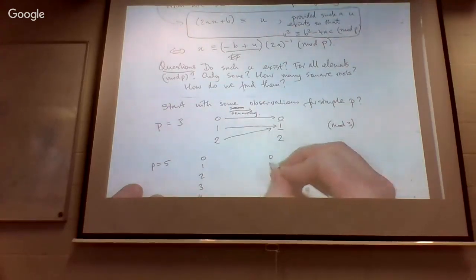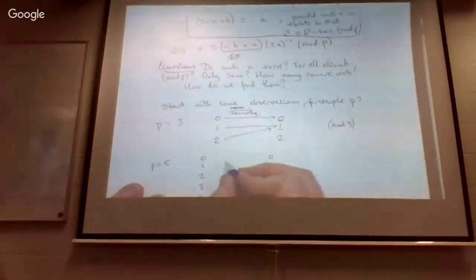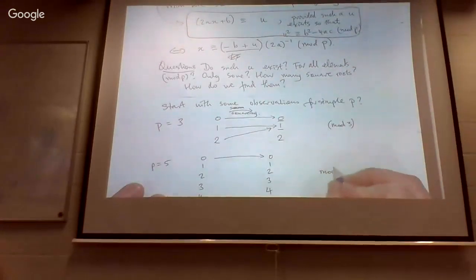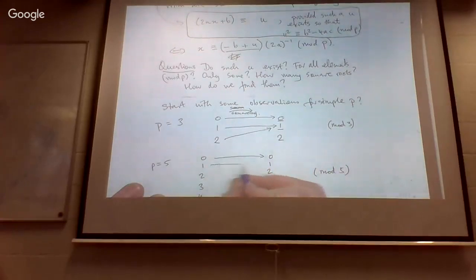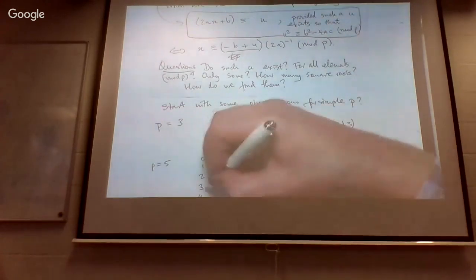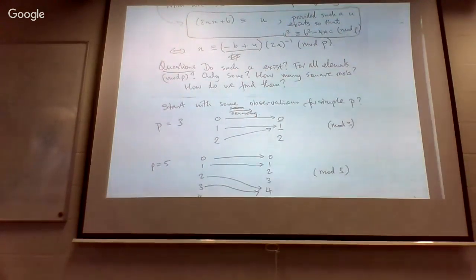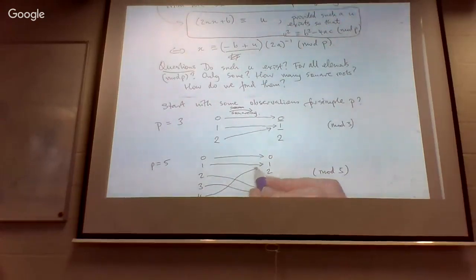5 is a bit better. Start squaring mod 5, you can see what happens. 0 goes to 0, 1 goes to 1, 2 goes to 4, 3 goes to 4 as well. Yeah, 3 squared is 9, which is congruent to 4 mod 5, and 4 goes to 1. 4 squared is 16, which is congruent to 1. Or another way of saying that is 4 is congruent to minus 1 mod 5, and you square minus 1, you get 1.